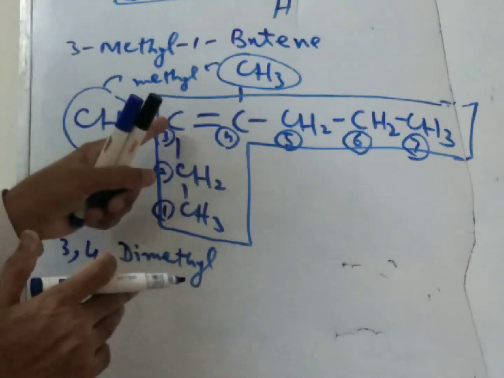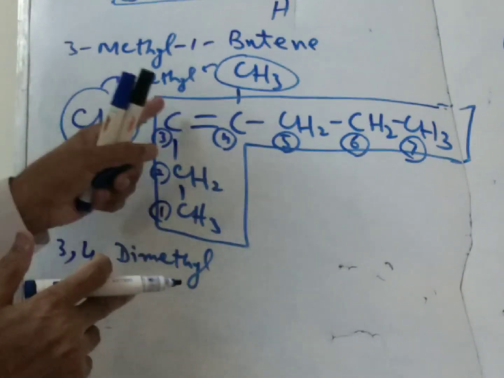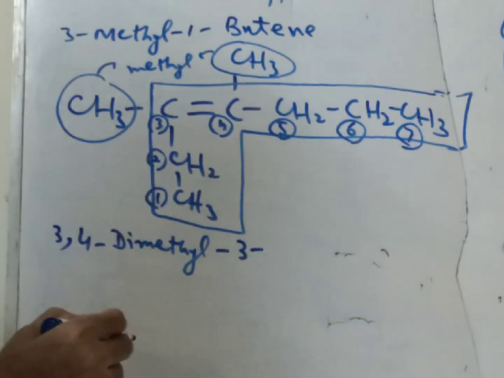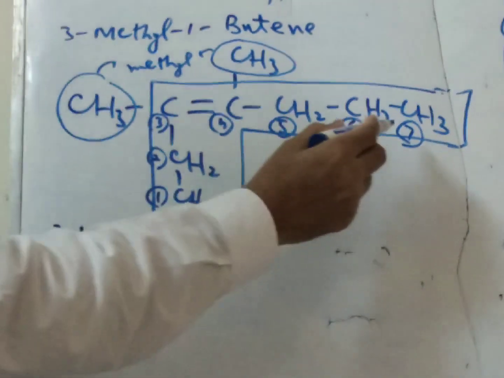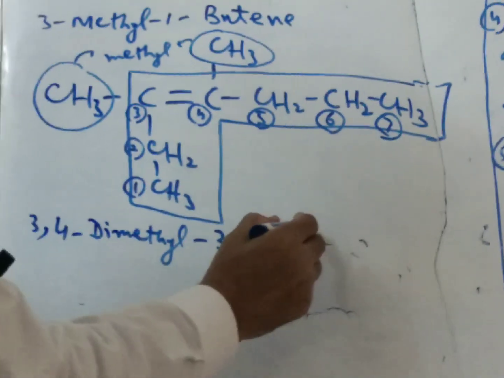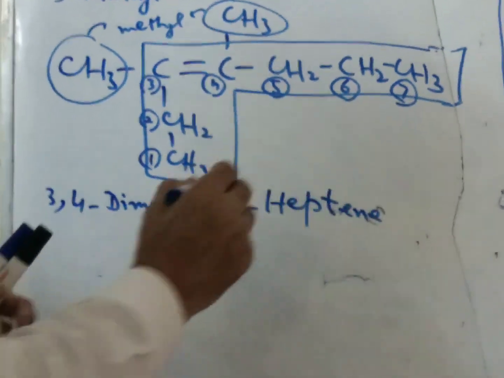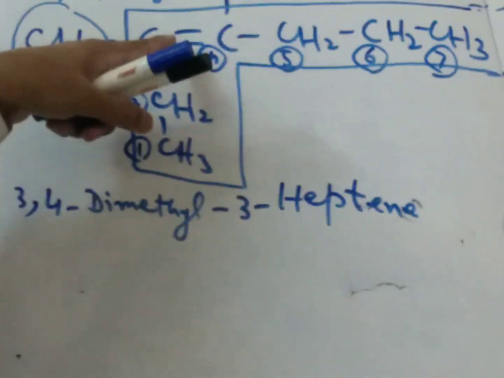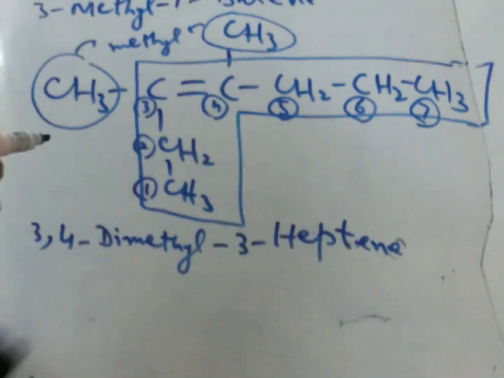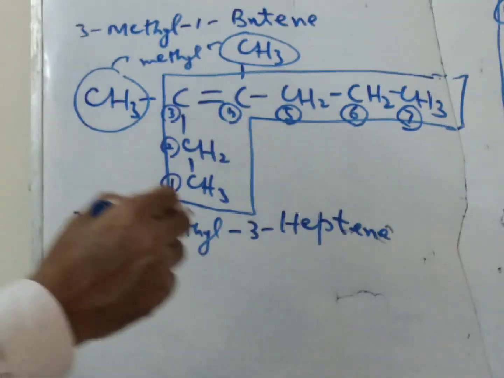What is the position of the alkene double bond? 1, 2, 3. So it is separated by hyphen, that is 3. The 7 carbon means hept, so this is heptene. This ene represents the double bond. So 3,4-dimethyl-3-heptene. This is the IUPAC name of this compound.